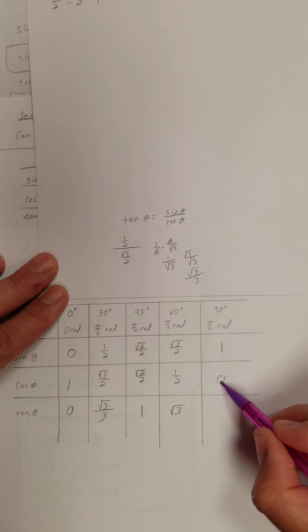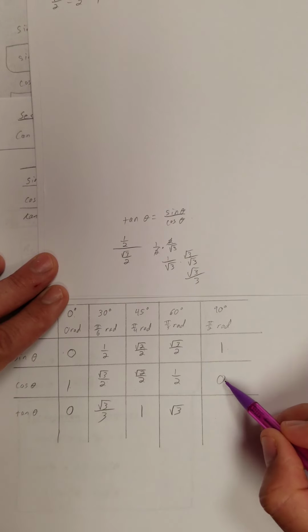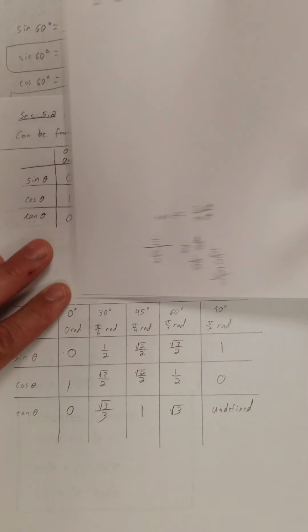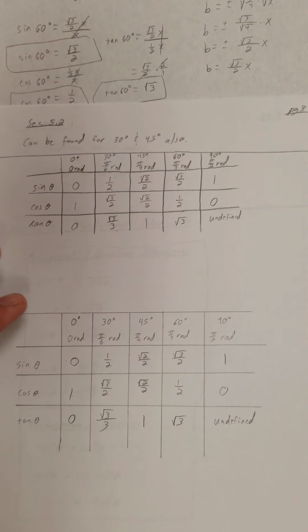And what about sine over cosine here? What's 1 over 0? What's 0 in the denominator? Undefined. There we go. There's your quick way of learning this chart right here.